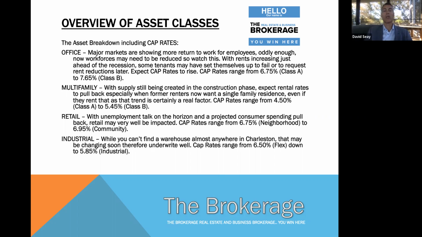But what you're going to see in office, and I won't read this out for you because you can pause the video and read the screen, and it's also in the report. I'm just going to go down to the cap rate summary there. We're seeing cap rates for Class A at 6.75%, up to Class B of 7.65%. So what would that mean? That's how you want to underwrite your first year to see if you're comfortable with the investment in the asset class. The same in multifamily.